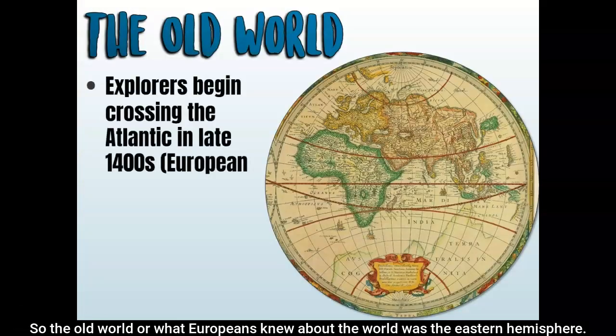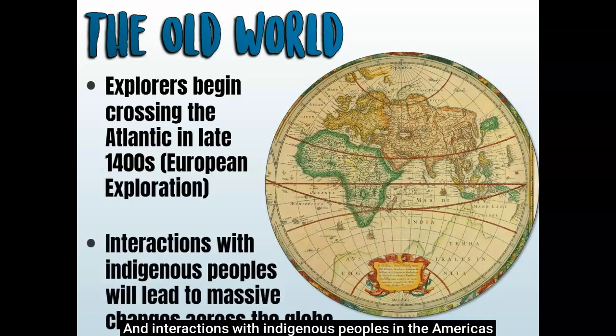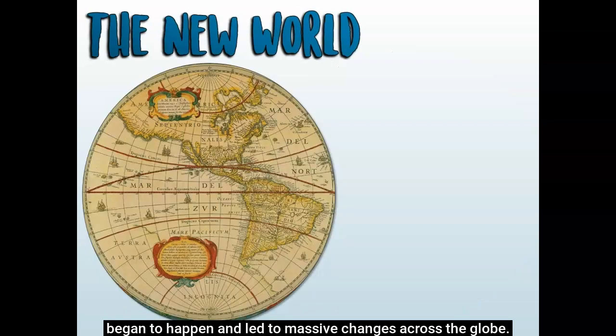So the Old World, or what Europeans knew about the world, was the Eastern Hemisphere. So they knew about Africa, Europe, and Asia. But in the 1400s, they began to explore, and interactions with indigenous peoples in the Americas began to happen and led to massive changes across the globe.